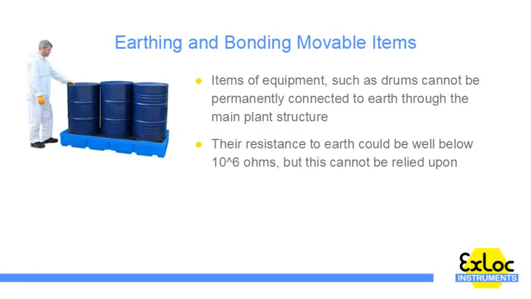Earthing and bonding movable items. There are items of equipment such as drums, funnels and trolleys which cannot be permanently connected to earth through the main plant structure. In many cases, their resistance to earth could be well below 10 to the power of 6 ohms, but this cannot be relied upon. To prevent electrostatic charge buildup, the minimum requirement is that each item should be earthed whenever a flammable mixture could be present and, at the same time, there is the possibility of electrostatic charging, such as during the filling or emptying of a container.